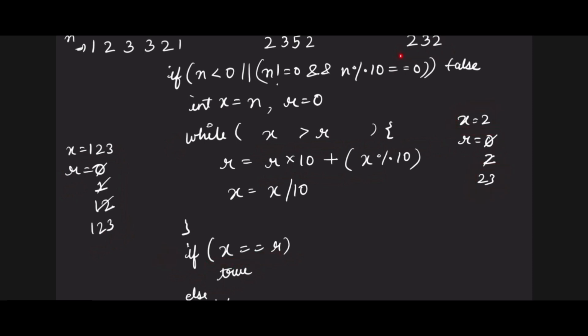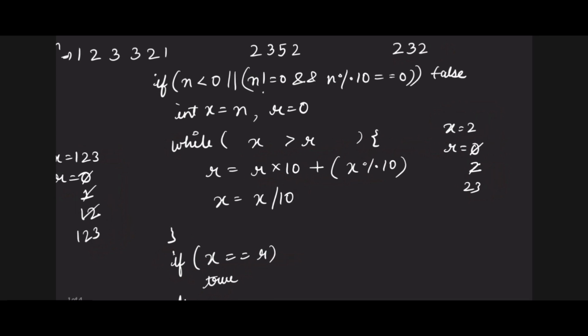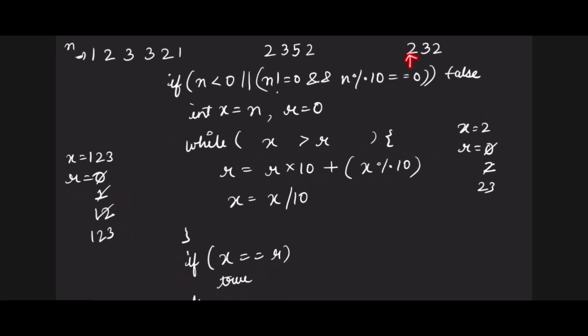Now this is wrong because 232 was a palindrome number, right? So what we'll do is, as I said, in this case, we were comparing this 2 with this 2. If there were a number here, then we would have compared these two. But for this 3, we do not have any other number to compare with. And this will never distort the condition of palindrome. So we can simply ignore it.